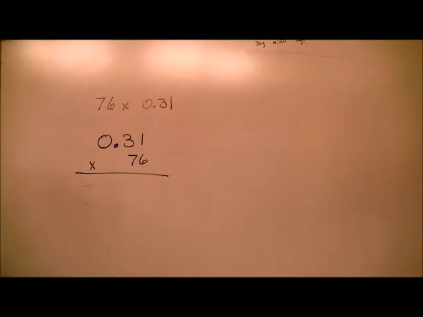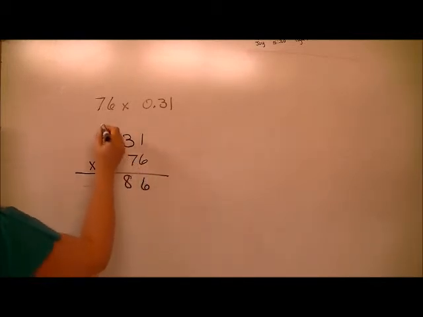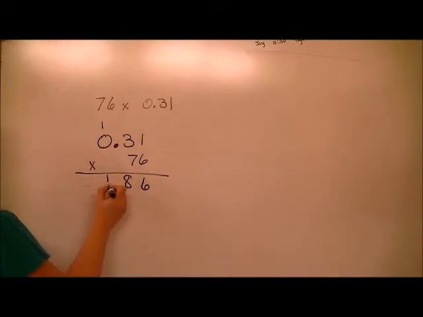Now the 76 doesn't have a decimal, but that's alright. So we're going to go ahead and multiply through by the 6. 6 times 1 is 6. 6 times 3 is 18. Carry your 1. 6 times 0 is 0 plus 1 is 1. Alright, so we finished with the 6. So we're going to put our 0 here and move us to the 10 spot.